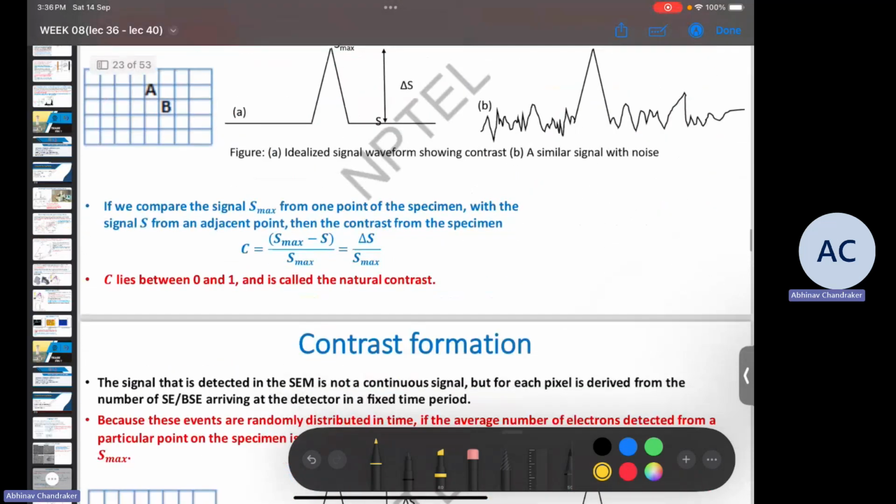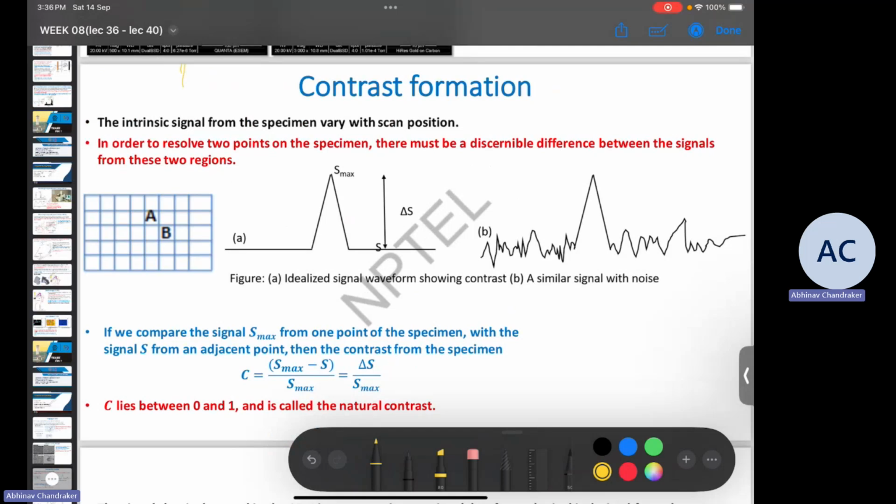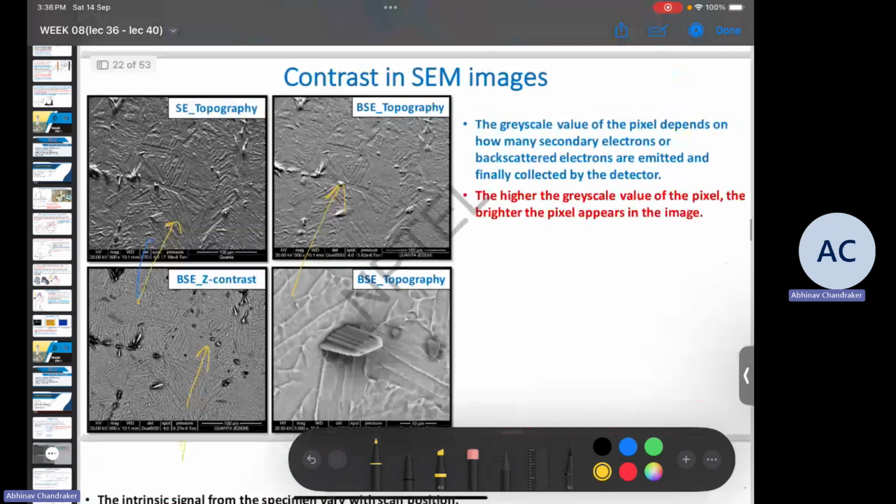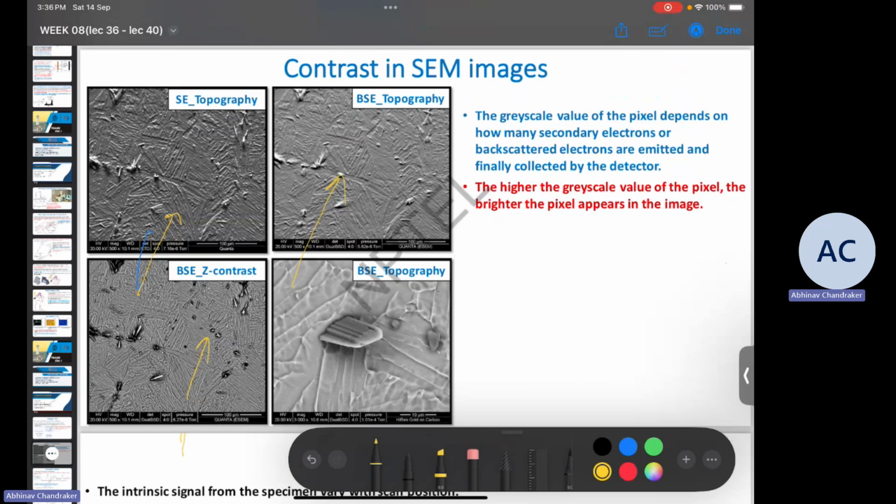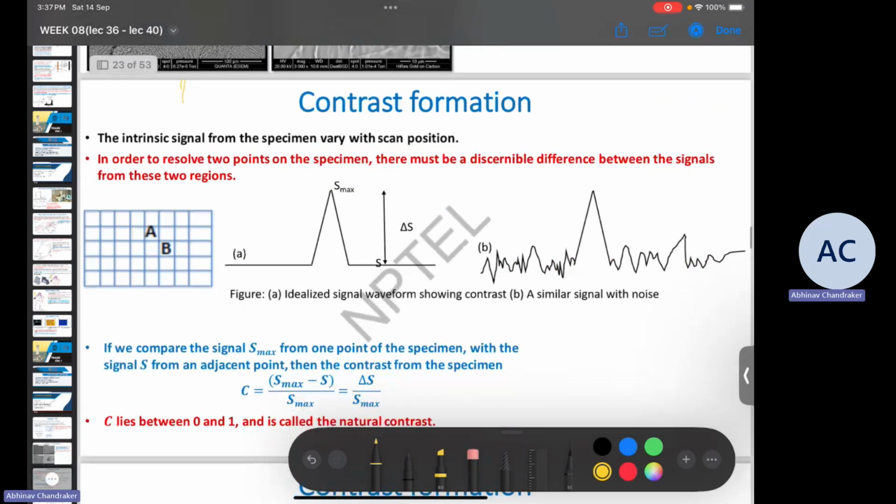Now let's see how contrast formation occurs when we are using either secondary electrons or backscattered electrons for imaging, because it is important for us, when we are doing SEM for some purpose of investigation, to be able to resolve the features well and accurately depict the features as they are in the sample in the image also, so that there is no loss of information or addition of false information in the image. So that is the reason we'll try to understand how contrast formation occurs and how we can use that information to produce better images when doing SEM.